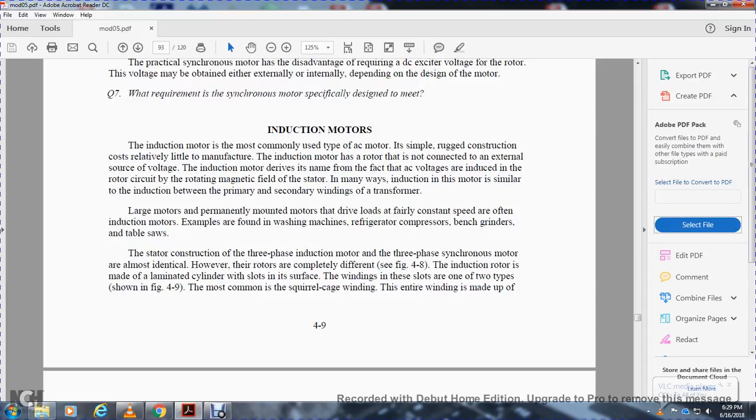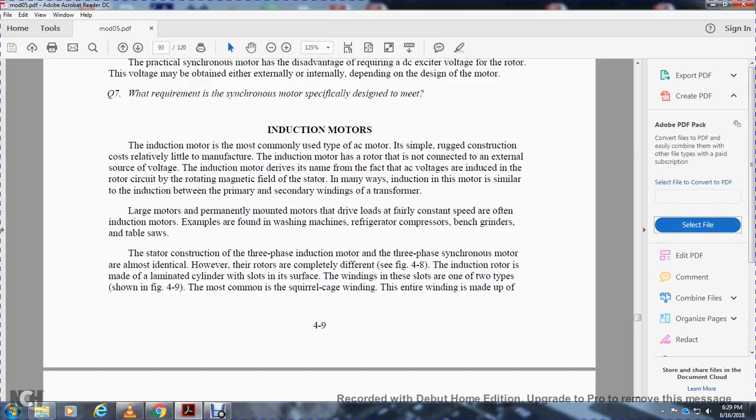In many ways, the induction motor is similar to the induced primary and secondary windings of a transformer. Large motors, permanently mounted motors that drive loads at fairly constant speeds, are often induction motors. Examples are found in washing machines, refrigerator compressors, bench grinders, and table saws. The stator construction of a three-phase induction motor and a three-phase synchronous motor are almost identical. However, the rotors are completely different.